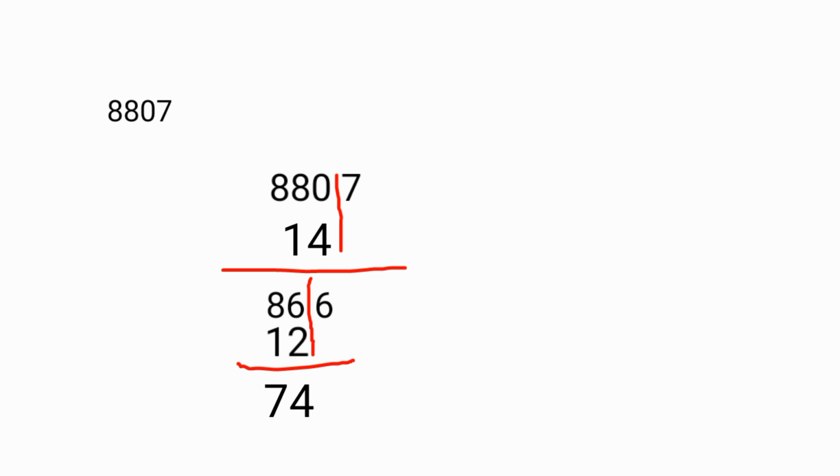So you got a 2-digit number. You can stop here. Now check whether 74 is a multiple of 7. 7 into 10 is 70. Next multiple is 7 into 11, that is 77. So 74 is not a multiple of 7. So this number, that is 8807, is also not divisible by 7.